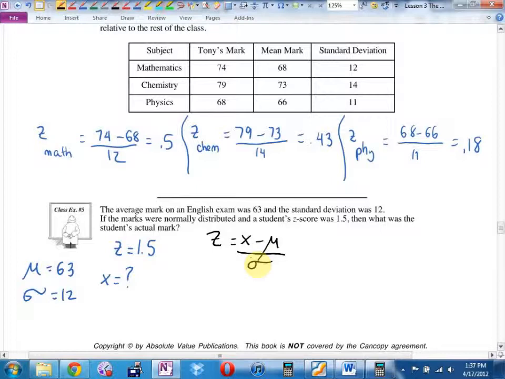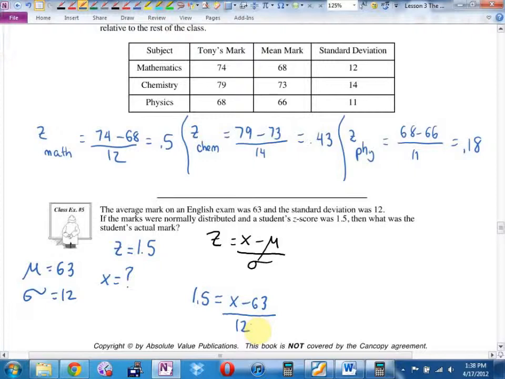Let's fill in what we know. Do I know the z-score this time? Yeah, Alex, what is it? 1.5. Do I know x this time? No, this is what I'm trying to find. Minus. Do I know the average, the mean? Yep. Divided by. Do I know the standard deviation? Can I find x? Yeah.